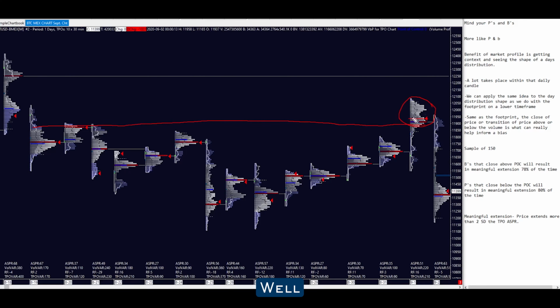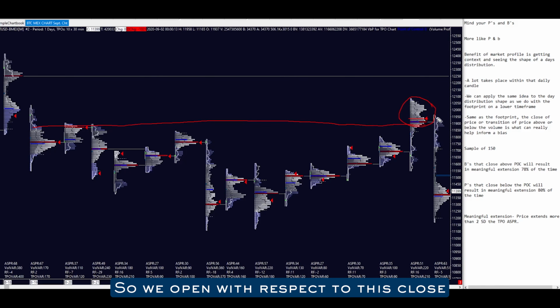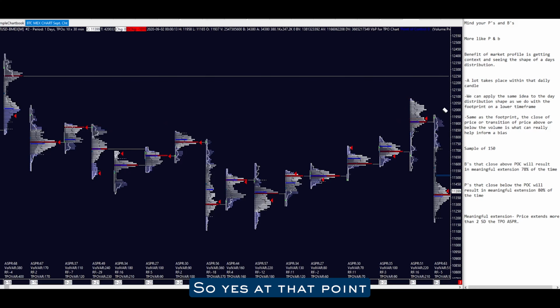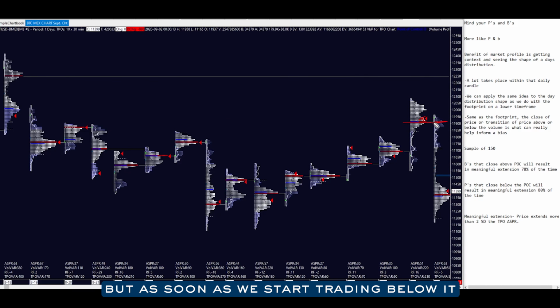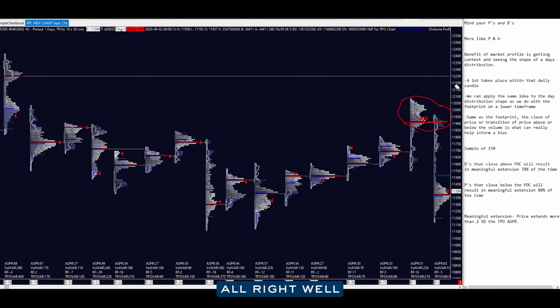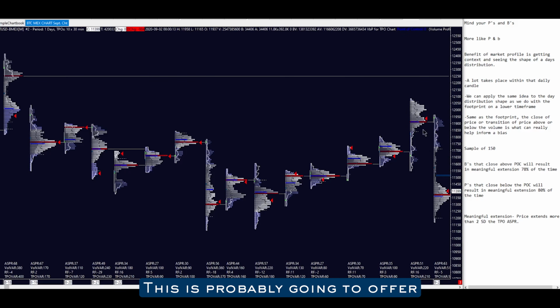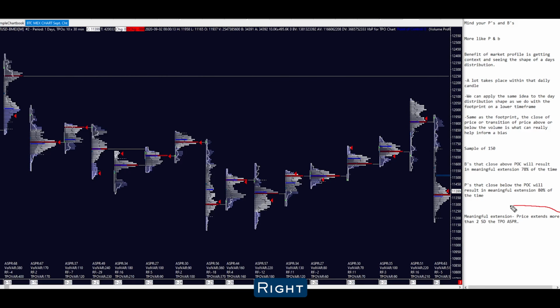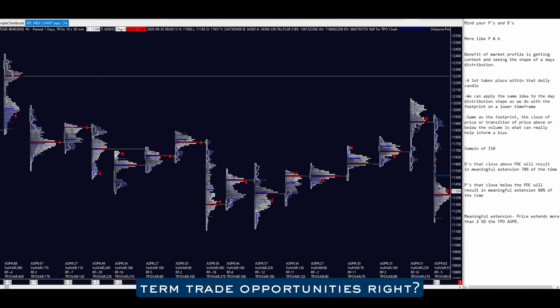Is this a fake out? Well, what makes it more likely a fake out and a deviation? Well, how are we going to open with respect to this close? So we open with respect to this close and immediately start driving downward. So yes, at that point, the market didn't close above the point of control, but as soon as we start trading below it, you could say, all right, well, 24-hour market, we're trading back below most of the risk. This is probably going to offer a meaningful extension to the downside, right? Again, meaningful extension, take into consideration current structure, but we're looking at short-term trade opportunities, right?